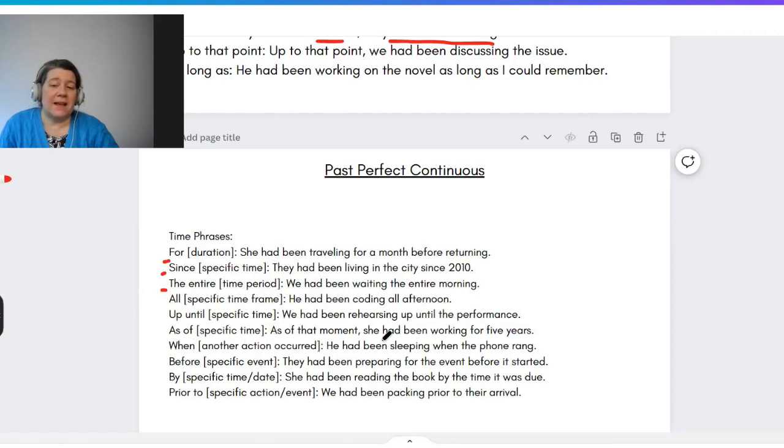When, he had been sleeping when the phone rang. Before, so the phone rang in the past and the sleeping was in the past, and all of them are done now. We're just talking about it. By Tuesday, she had been reading the book by the time it was due. Not so much. Forget about that one.